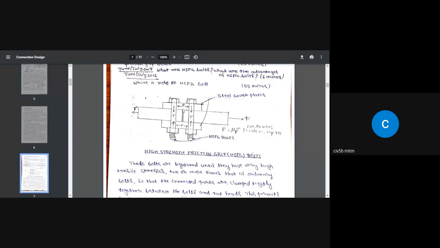As I said, I have shown only 2 bolts, but it is not necessary. 2 bolts means 1 bolt on this side and 1 bolt on the other plate. Depending on the design requirements, we may need 2 bolts, 3 bolts, 4 bolts, or 10 bolts, 20 bolts. If that is the case, we are going to provide bolts in different lines, and when you look from the top, you will see the number of bolts in a line. Here what we have shown is only 1 bolt on each side.